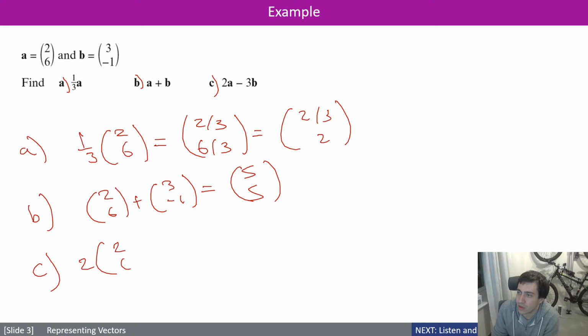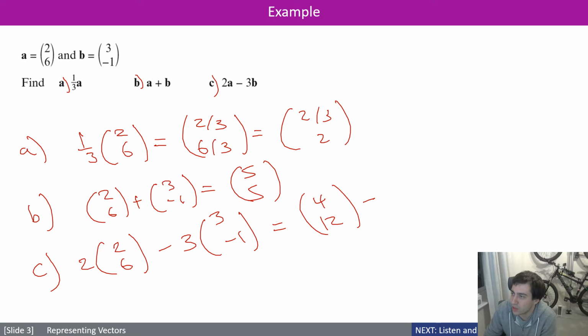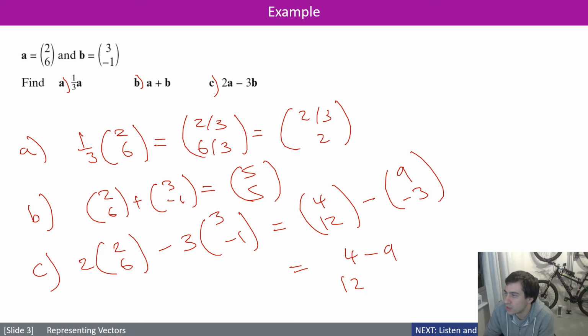So the working is going to look like this. 2 times 2, 6, minus 3 times 3 minus 1 equals 2 times 2, 6 is 4, 12. Make sure we don't lose track of the minus. 9. Now 3 times minus 1 is minus 3, equals, sorry I've done this a bit slanted, that's 4 minus 9, 12 minus minus 3, and that there is the final vector.